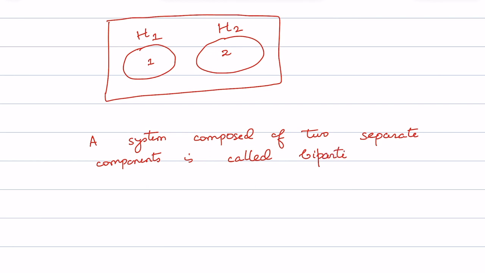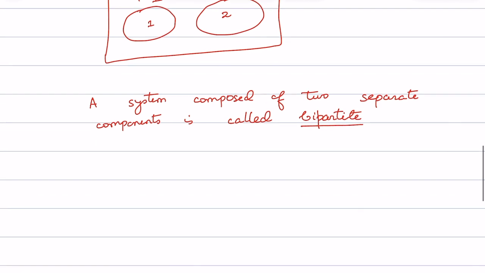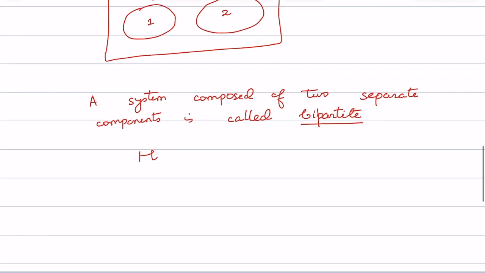Some of you may be hearing it for the first time, but it's very simple. As you can see, a system composed of two separate components is called a bipartite system. Then the system as a whole lives in a Hilbert space H, which is equal to the tensor product, or direct product, of H1 and H2. It's called a tensor product. You need not bother much about it.